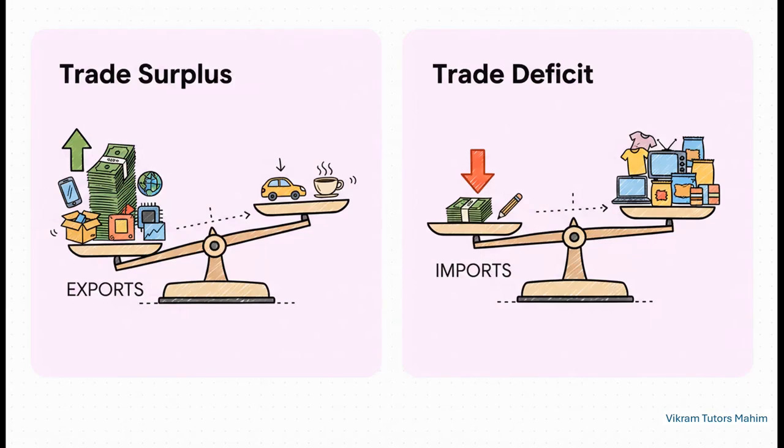And really, there are two main outcomes on this scorecard. If a country sells more than it buys, it has a trade surplus, which is usually seen as a good thing. If it buys more than it sells, it has a trade deficit. Now, neither one is automatically good or bad by itself, but they tell a really important story about how a country's economy relates to the rest of the world.